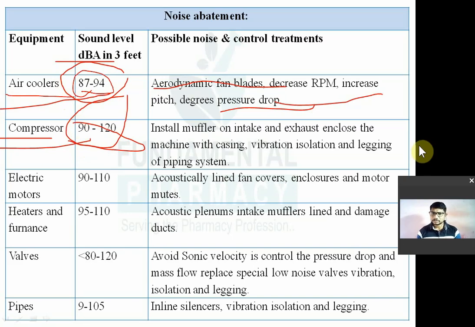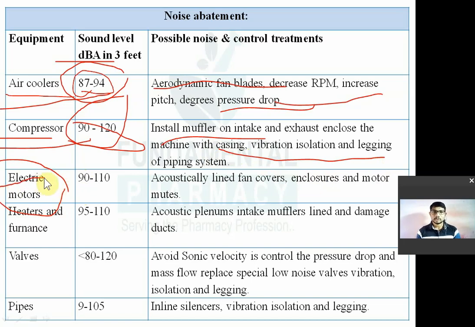So this sound is produced, and you can decrease it by installing mufflers, or intake or exhaust enclosures. Casing, अगर उसमें केसिंग में बड़ा बॉडी है तो साउंड कम करेगा. वाइब्रेशन अगर हो रहा है तो वो वाइब्रेशन डिक्रीज कर सकते. Vibration isolation and lagging of piping system, you can decrease by bringing out the change in the vibration isolation, lagging and piping system. Actually this part is of your engineering part, but we have to learn. There is no other option.